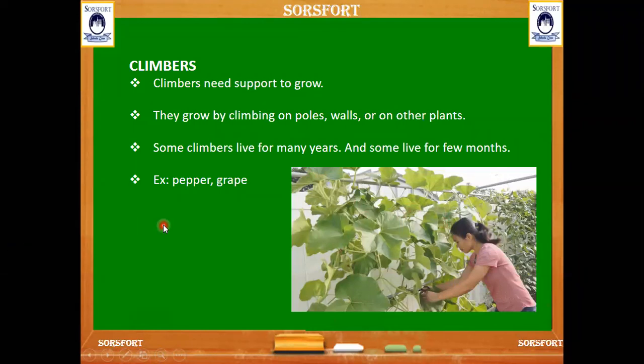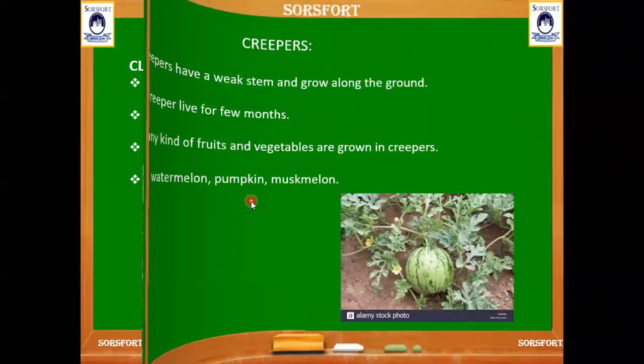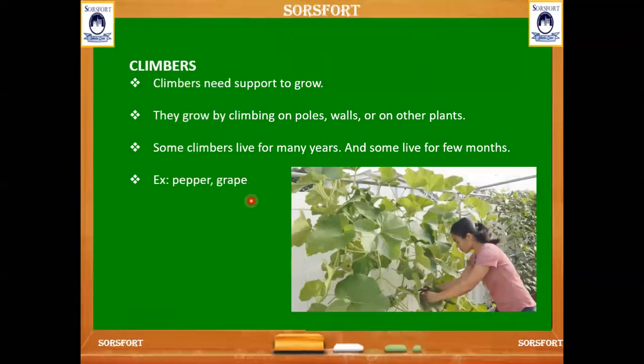We can see grape plant and pepper plant growing. We can see the grape plant growing on the horizontal fence they built, and some pepper plants grow on the other big plants.